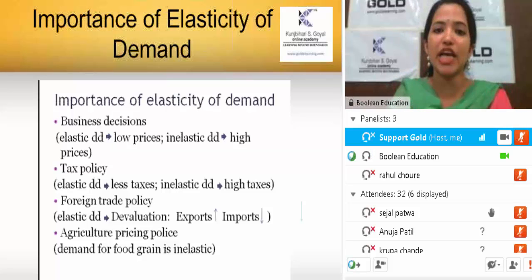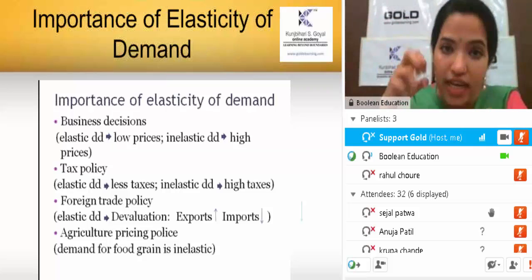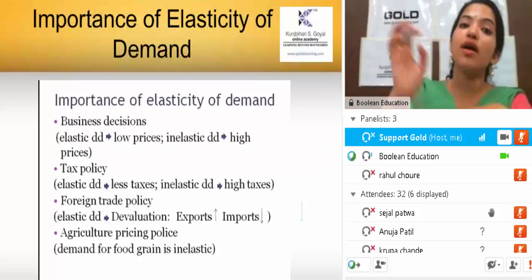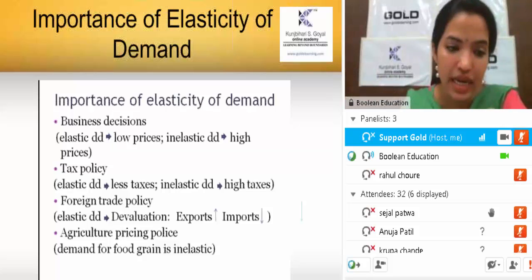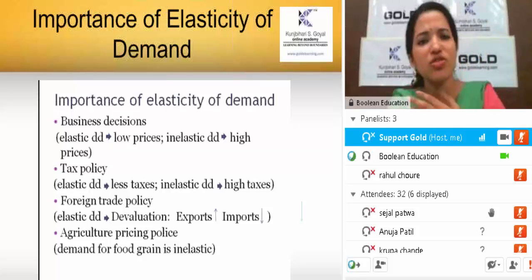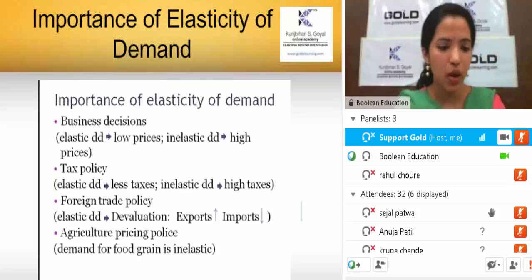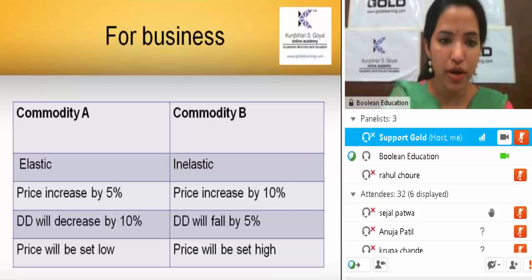They will slowly and gradually increase the price of food grain, जिसके वजह से अगर शॉर्टेज ऑफ फूड ग्रेन है, तो कंज्यूमर को प्रॉब्लम ना हो, और अगर एक्सेस प्रोडक्शन हुआ है तो फार्मर को प्रॉब्लम ना हो. Right? That's how government of India will use agriculture pricing policy. Not just government of India, all the governments in the world will use elasticity for the following reasons: business, taxation, foreign trade policy, and agriculture pricing policy. Right? With this, we are finished studying elasticity of demand.